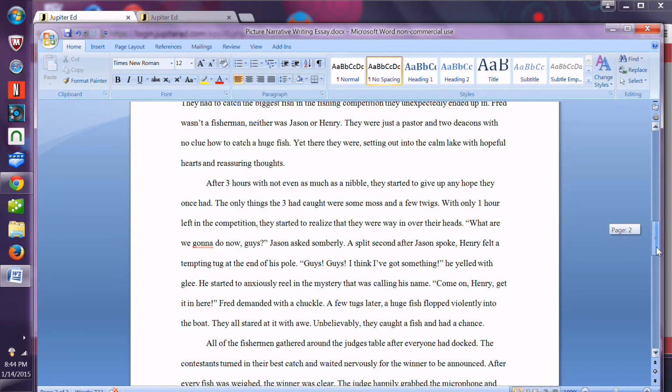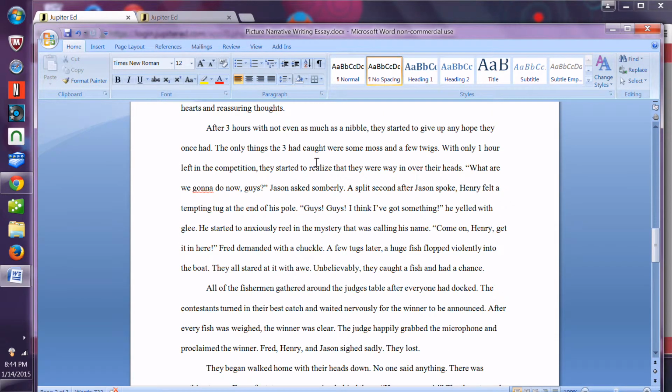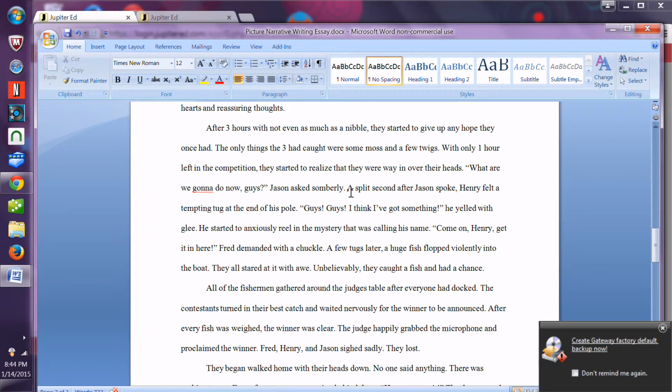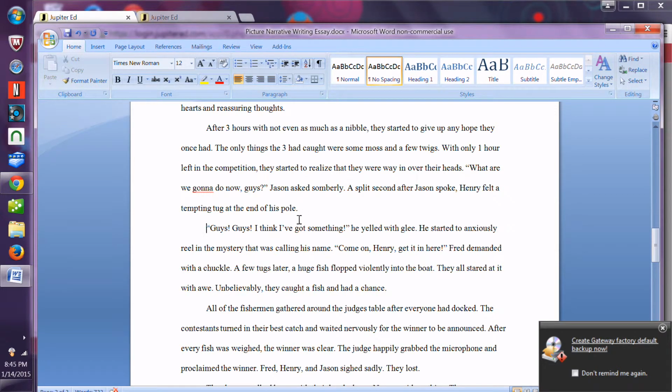The next one was down a couple paragraphs here after "3 hours." And again, I think you just didn't catch this one because you did this correctly in the rest of your paper. You have "Jason asked somberly. A split second after Jason spoke, Henry felt a tempting tug at the end of the pole." And so now we've switched our characters. And so anytime we switch who's speaking, we start a new paragraph.